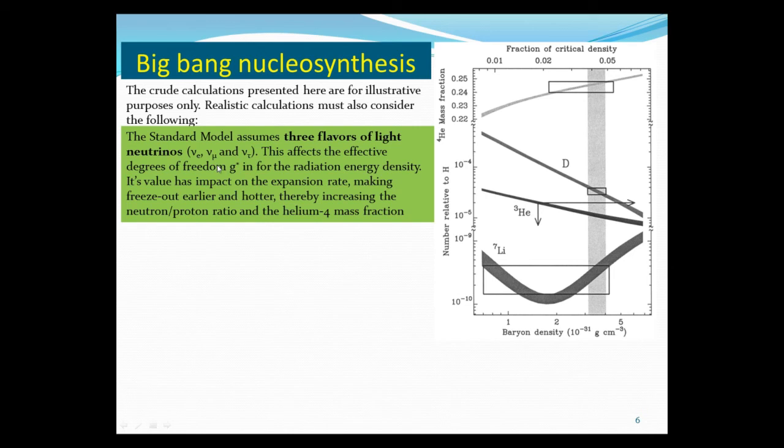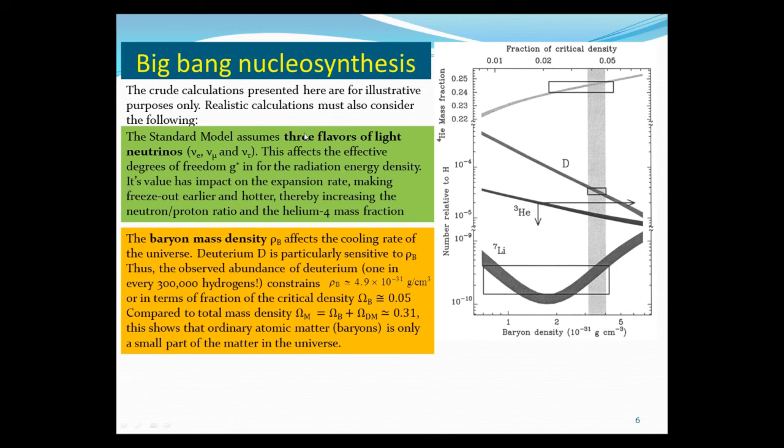This affects the effective degrees of freedom. Remember the quantum spin degrees of freedom in the radiation energy density. Its value has impact on the expansion rate, making it freeze out earlier, hotter, thereby increasing the neutron-proton ratio and affecting the helium fraction. So you have to take into account the fact that there are three neutrinos. In fact, the first evidence that there are only three light neutrinos came from cosmology, not from particle physics experiments.